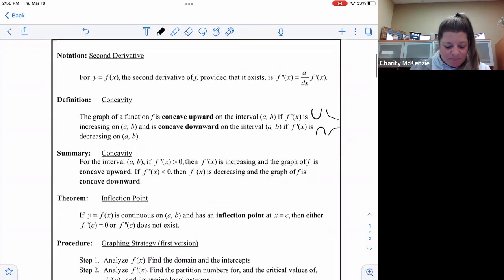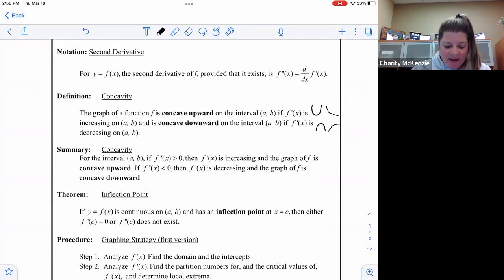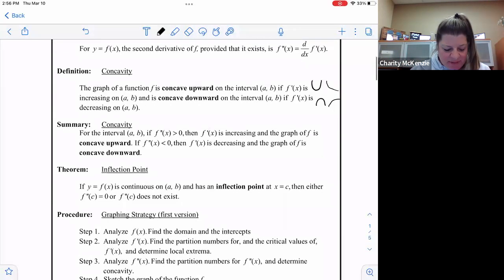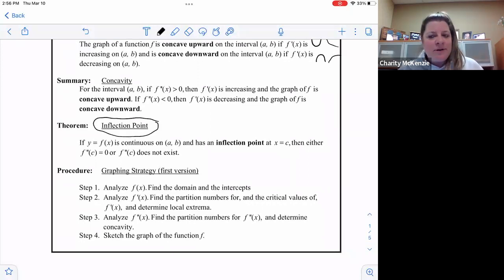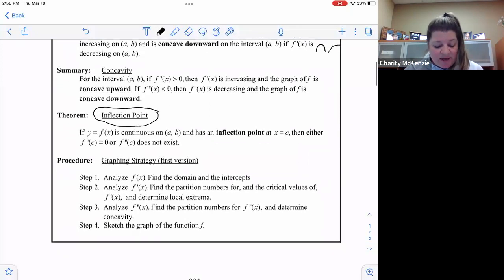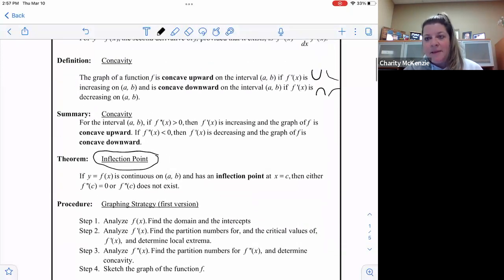Okay, so we have to look at some second derivatives, which isn't bad. And then the theorem, we have this thing called an inflection point here. It's found the same way you do a critical value. You set the second derivative equal to 0. So we still have the first derivative, but now if we set the second derivative equal to 0, that's an inflection point. And what that does is it tells you that point where you're going from concave up and maybe then switching and going to concave down, okay?